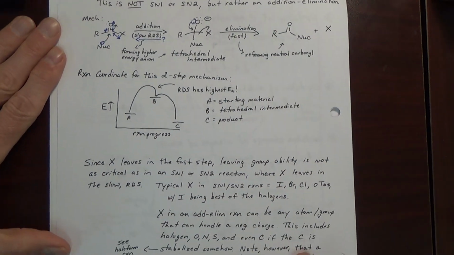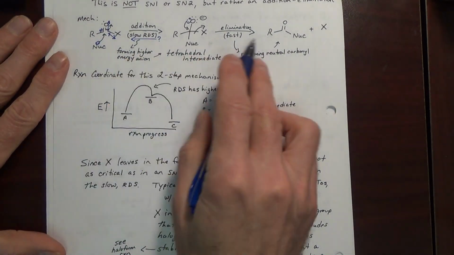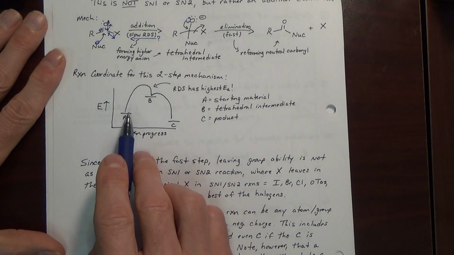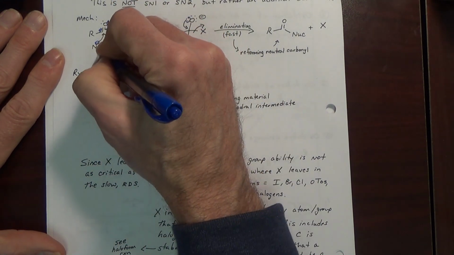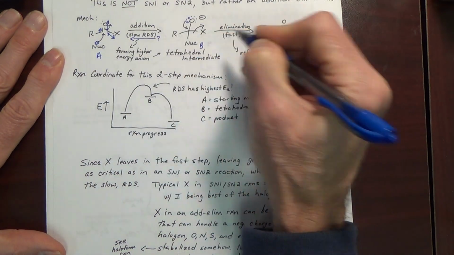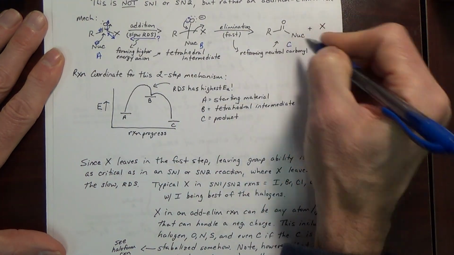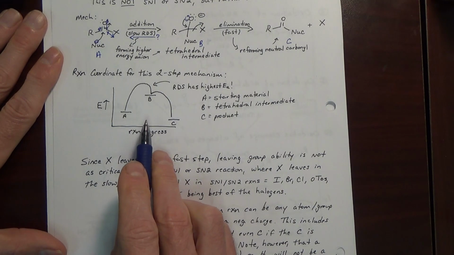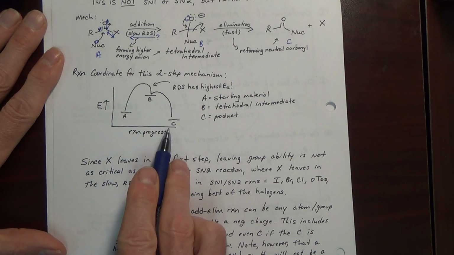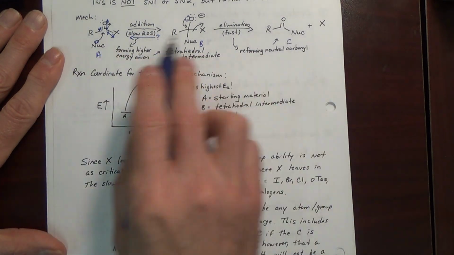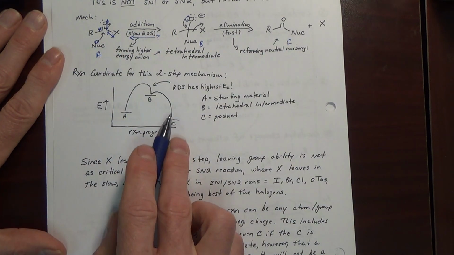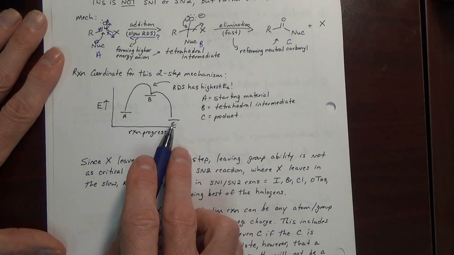If we do a reaction coordinate diagram for this two-step mechanism, we can show formation of B, the tetrahedral intermediate, A, B, and C. And then a fast step to form the product. I'm not going to distinguish the energy between starting and product, but very often your reaction is going to be exothermic.